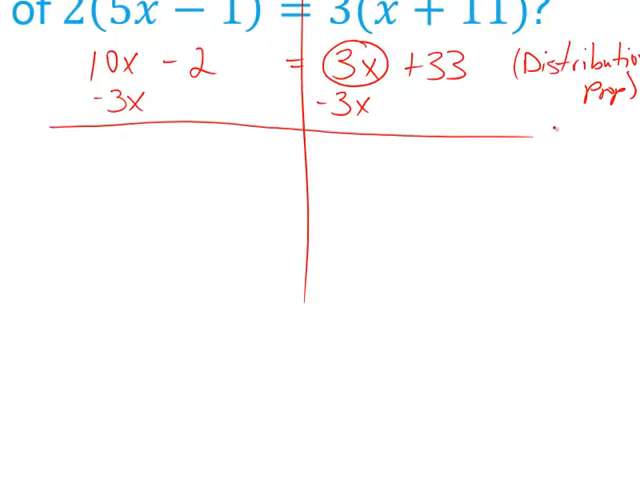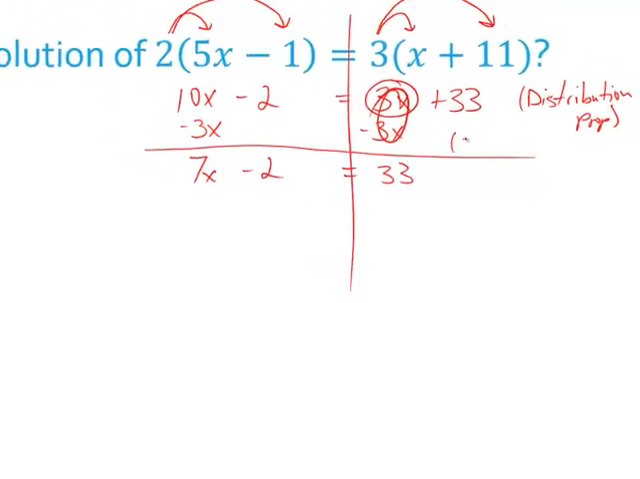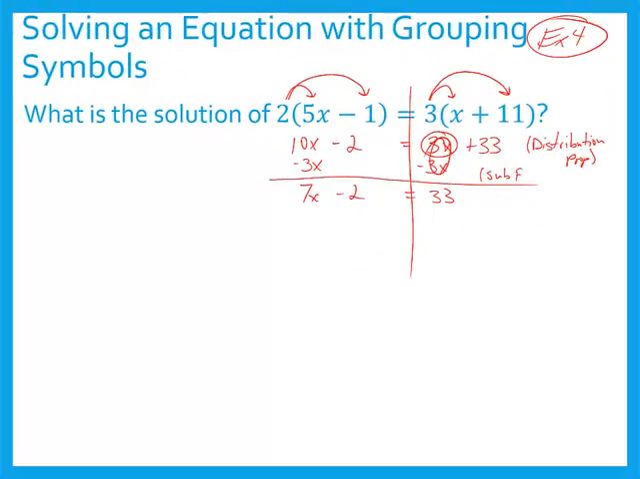Alright, subtract 3x. So 10x minus 3x is 7x. Bring down your minus 2 equals. The 3x's become 0, and you bring down the 33. And that was the subtraction property of equality.